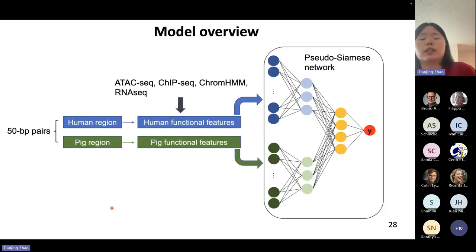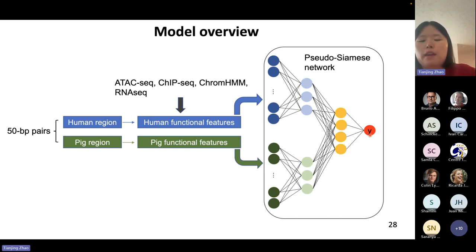Okay, so here we propose this model to answer this question. Let's say I have one pair of human region and pig region, and I can extract the functional features for the human region using those new data, and I also have some functional features for the pig region. For the human region, those functional features are the inputs here. And for pig, those functional features are the inputs of the neural network here. In this neural network, X is the functional feature. So this is a human specific network. This is a pig specific network.